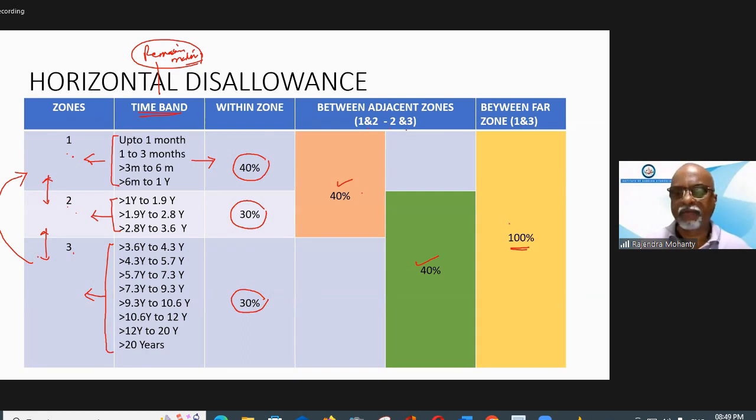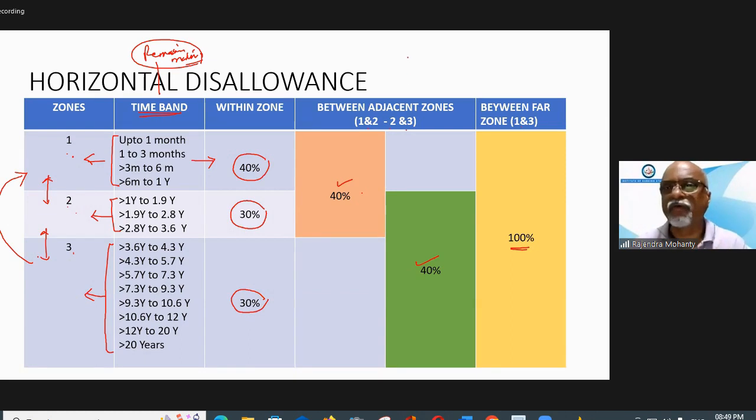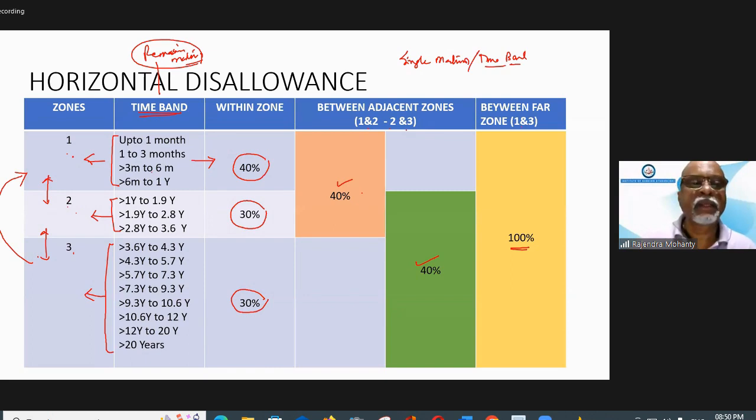Vertical disallowance is applicable on the net position of long or short of a single maturity or single time band. If there is a single time band, it means the long position is 6 months to 1 year, and the short position is also 6 months to 1 year. Then only this vertical disallowance is applicable. And as I told you, as per the present guidelines, it is 5% of the netted amount of long position and short position.